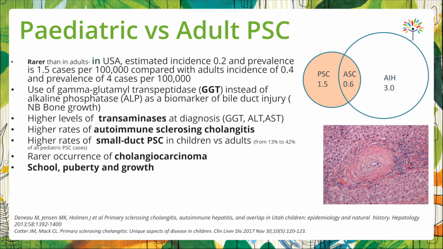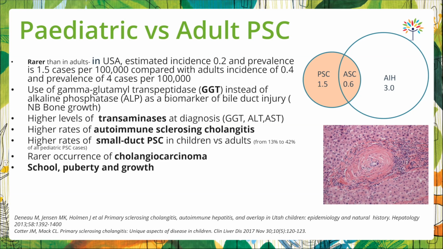The other difference is that children, when they present, tend to have much more abnormal liver function tests than adults do. So they'll have a higher GGT, ALT and AST. In addition, there is a higher prevalence of a condition called autoimmune sclerosing cholangitis, which I'll talk about a little bit later. And the main difference between this and primary sclerosing cholangitis, or PSC, is that autoimmune sclerosing cholangitis responds to steroids like autoimmune hepatitis does. And we all know that PSC does not respond to steroids.